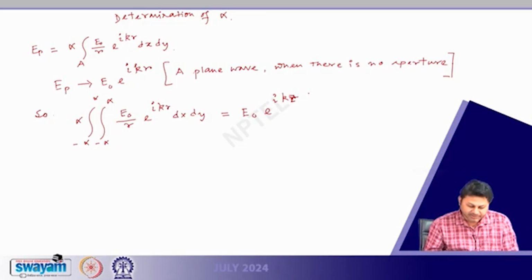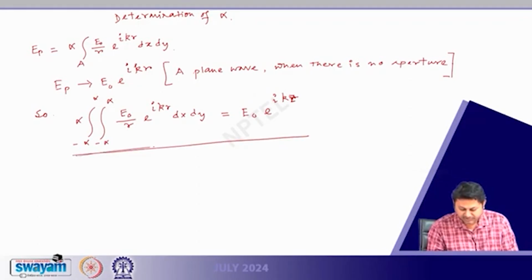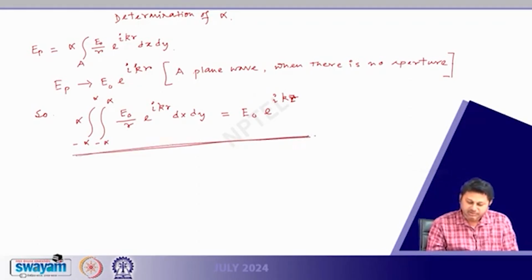So that is the boundary condition we have, and from this condition, whatever is written here, we can calculate the value of alpha. Exploiting this equation, I can calculate alpha.